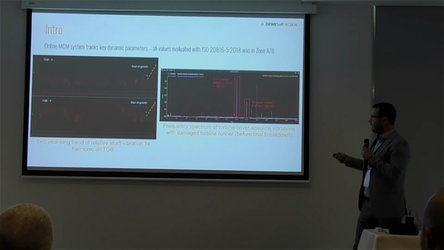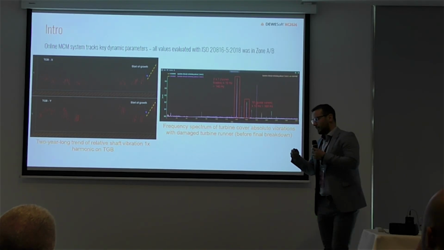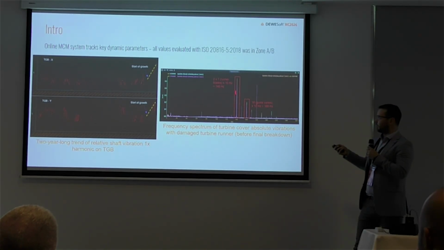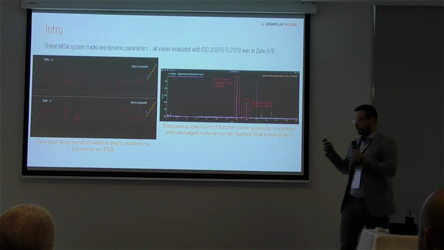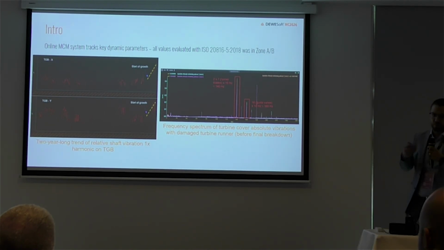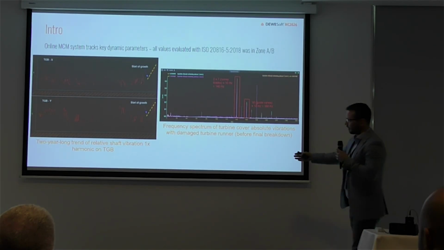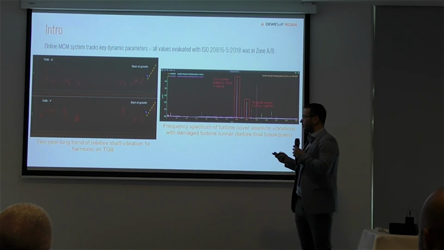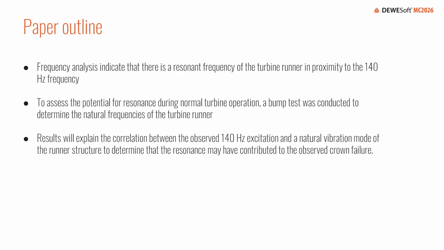But before that, there was also 130 Hertz, which is the second multiple of the runner blades multiplied by the nominal rotational speed. This was always there. We were aware of that, and actually this is probably the reason why it eventually broke. To confirm this, let's see what we have from the analysis. We have a component at 140 Hertz always. We need to see if there's some resonance, why this is happening, and where it comes from.